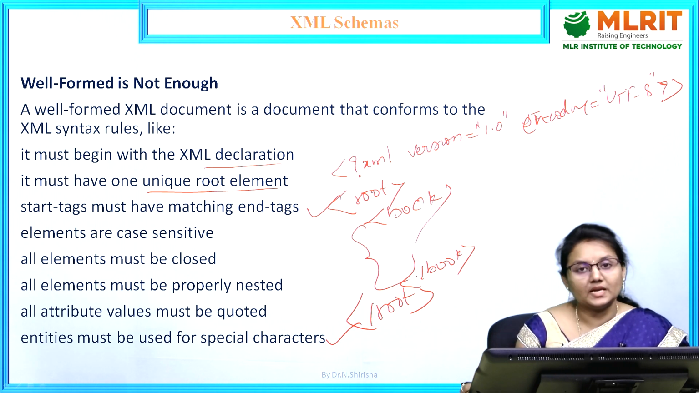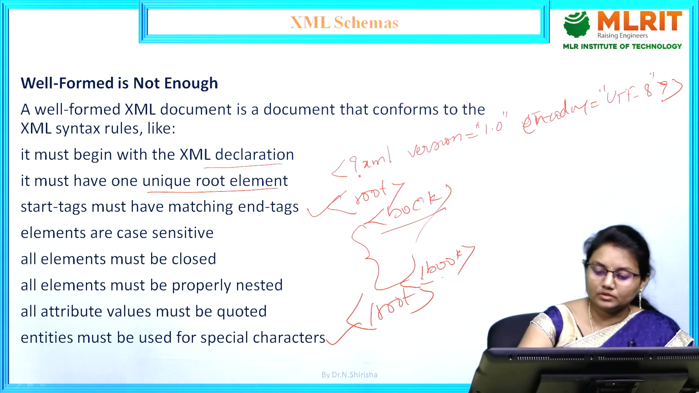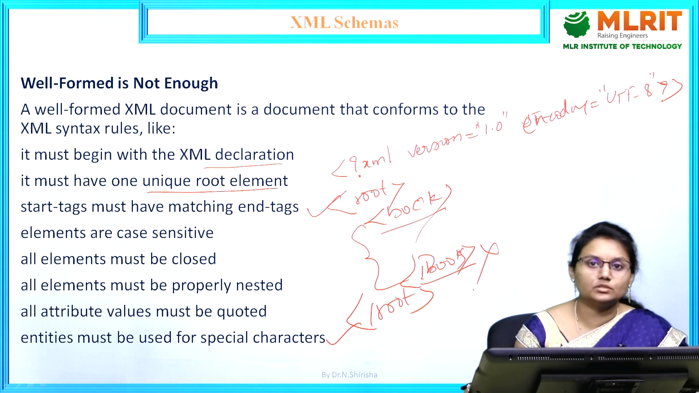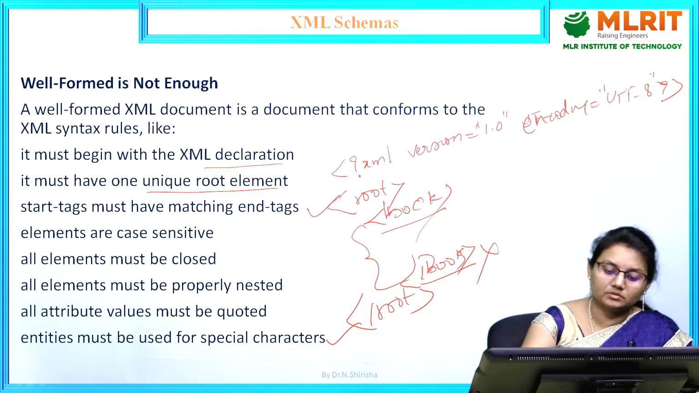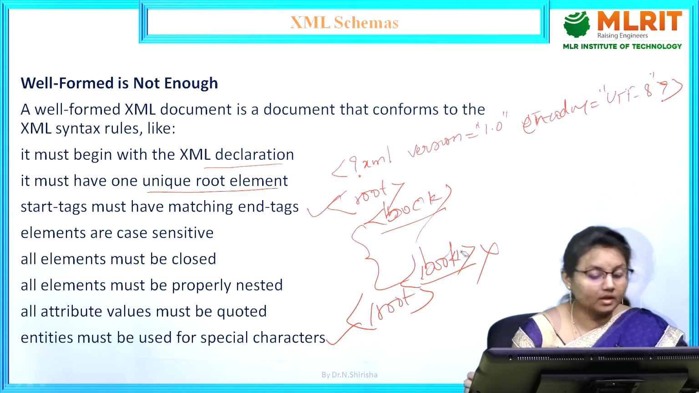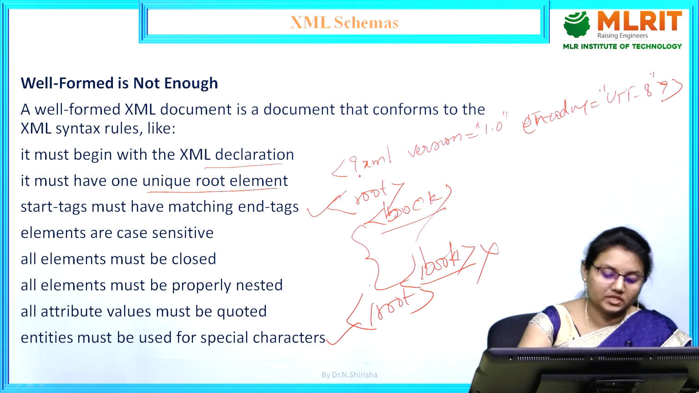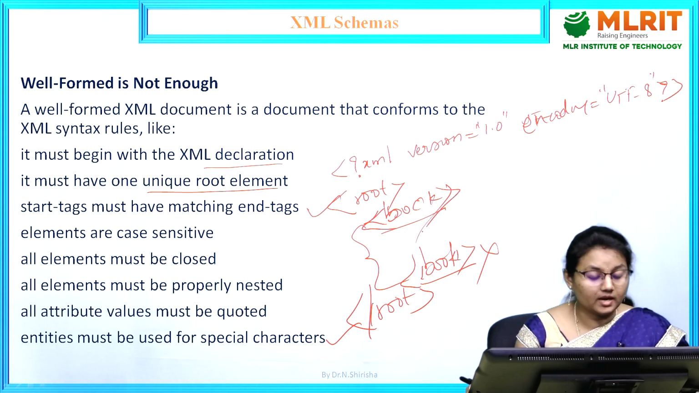Start tags must have matching end tags. If you are writing book here, write it as book only. Don't write books. This is wrong; it is not well formed. Elements are case sensitive. If you are writing small letters, use small letters only here. You can't use uppercase letters. All elements must be closed, so the closing tag should be there, and you have to use angular brackets for tags. All elements must be properly nested. Nesting of elements is also required.